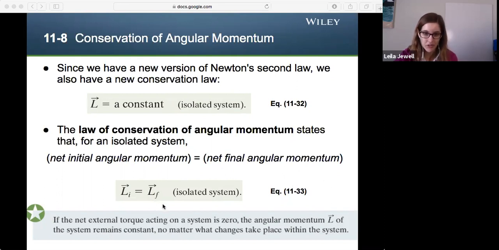So if the net external torque acting on a system is 0, the angular momentum L of that system remains constant no matter what changes take place within the system. Really cool. This is similar to our collisions with our linear momentum, but now we can describe some other changes as well.